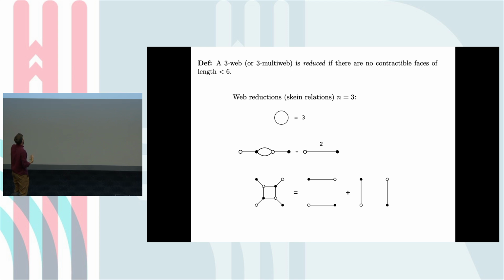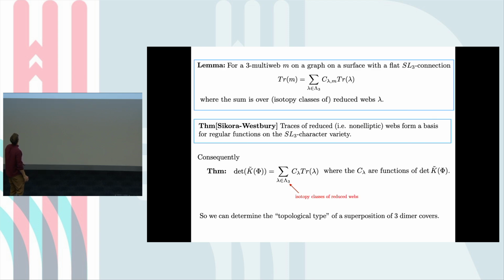And when there are no faces of degree 0, 2, or 4, then we say the web is reduced. So every web can be rewritten as a linear combination of reduced webs. And the nice thing is that the reduced webs can be classified in a very simple way, especially if you're on a surface.